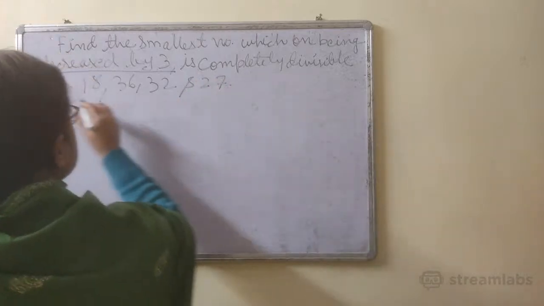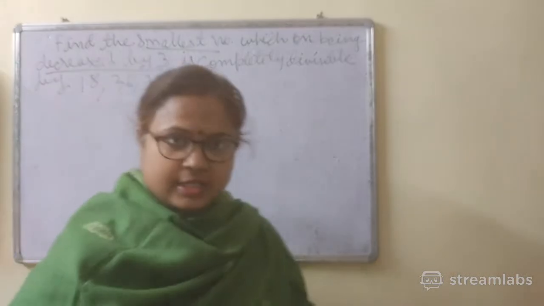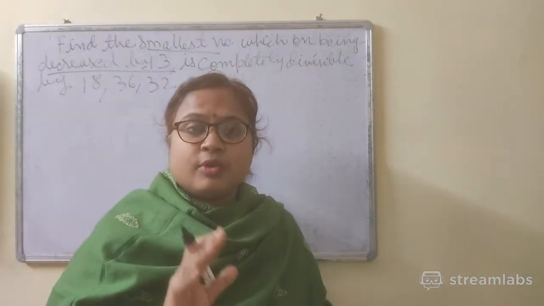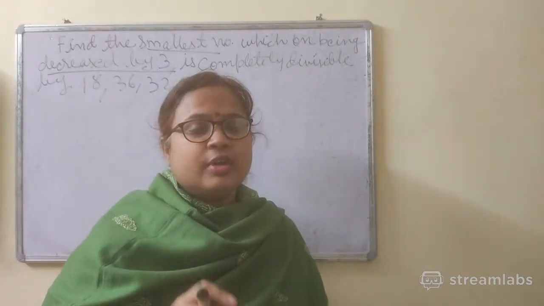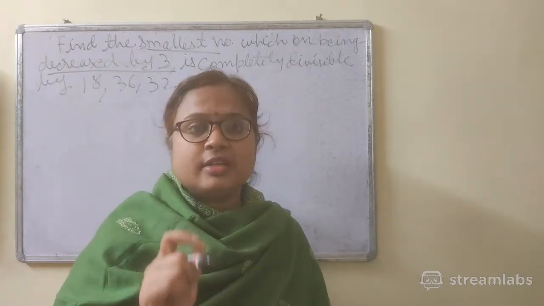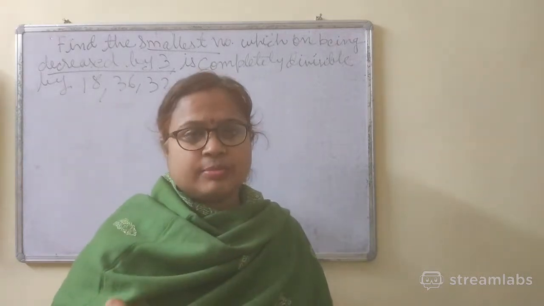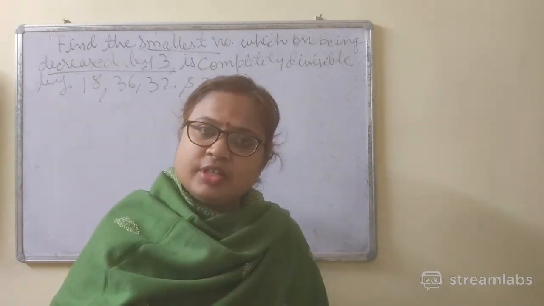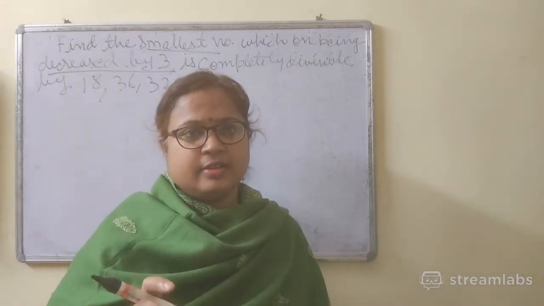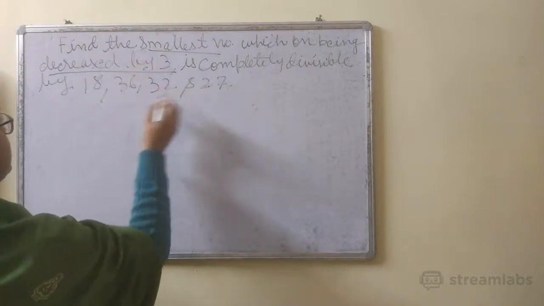The smallest number means you have to find out LCM, and whatever answer you will get, you have to add what? 3. Why? Because in the question it is given decrease. So always remember, when increase word is used you have to subtract, and when decrease word is used you have to add. Okay. Now, so first find out what LCM.